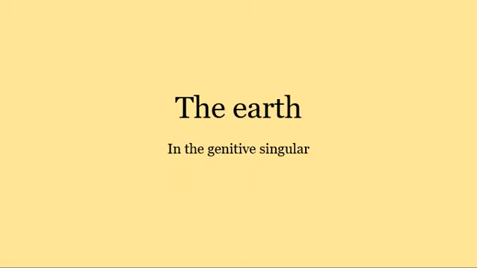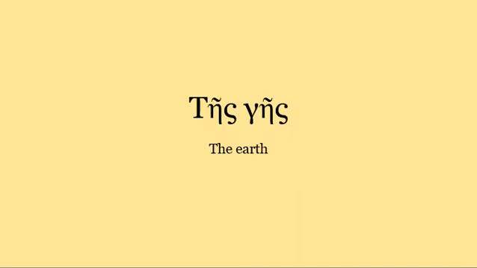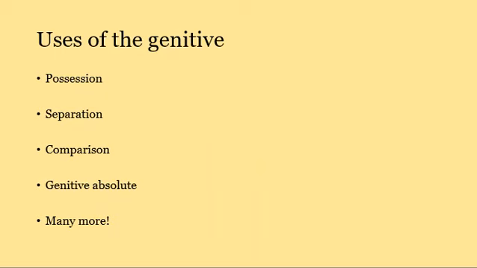Alrighty. Now, another quick test for you. Try to say the earth in the genitive singular, using, of course, the vocabulary word for earth that we've already learned. So if you came up with tēs gēs, awesome stuff. If not, well, you'll get them next time. You'll have another shot. So now, as promised, on to some uses.